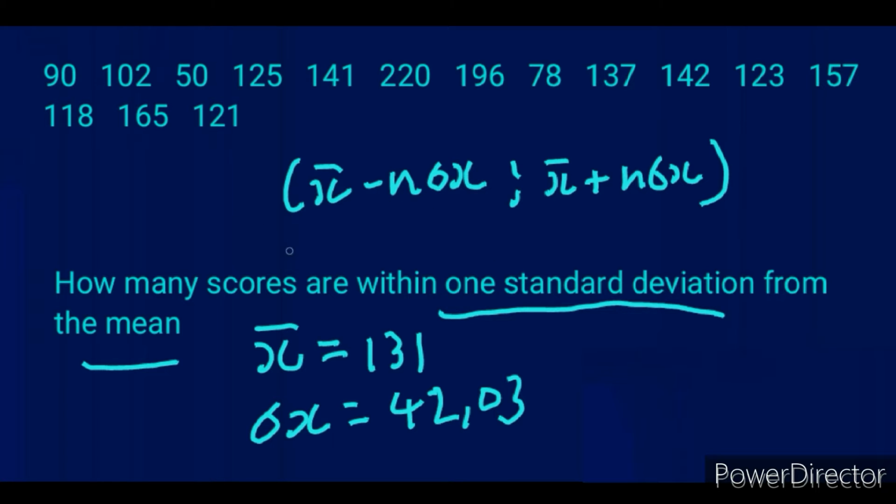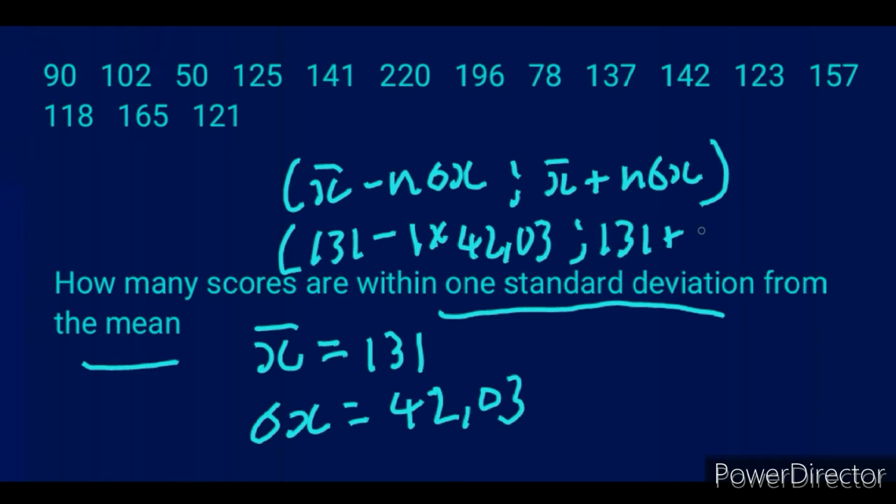So in this case, we'll say the mean, which is 131, minus 1 standard deviation, because they said how many are within 1 standard deviation. So it's just going to be 1 times the standard deviation, which is 42.03. And we'll also have the mean plus 1 standard deviation, so 1 times 42.03.